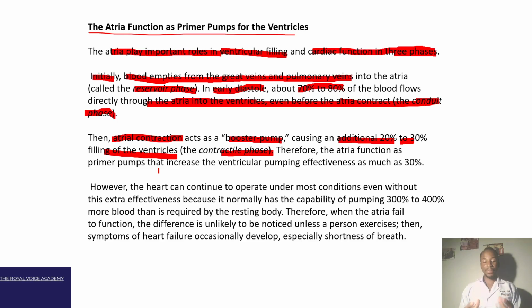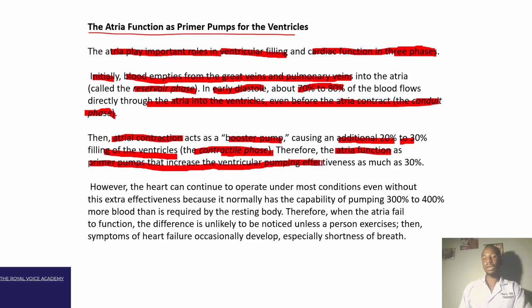Now you see what has happened. 70% got into the ventricles without your atria doing anything. It was just passive. But when your ventricles got to some level, but there's still room for more blood, your atria will come in and pump the rest of the 30% into the ventricles, and that is what we call the contractile phase. Therefore, the atria function as primer pumps that increase the ventricular pumping effectiveness as much as 30%. This is a very high yield point for you to know.